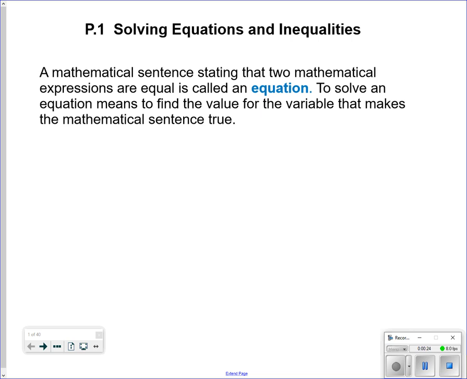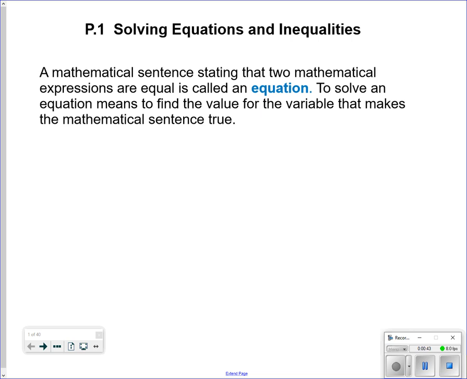A mathematical sentence stating that two mathematical expressions are equal is called an equation. An equation basically must have an equal sign, so one side must equal the other side. To solve an equation means to find the value of the variable that makes the mathematical sentence true. So you're finding the value of, let's say, x or y.